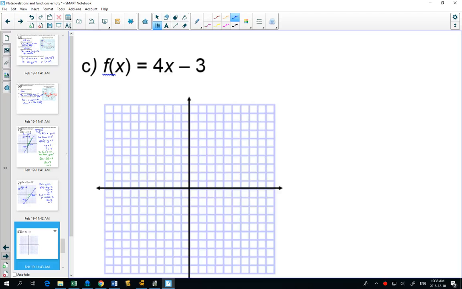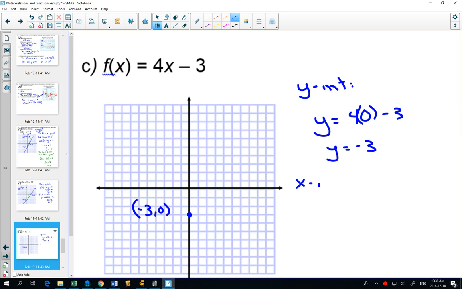Our next example, find our y-intercept, plug in 0 for x, and remember that f of x and y are the same thing. One is in function notation, one is just in, I guess, regular notation. So if you're finding a y-intercept, you can just, if you want, change f of x to y. 4 times 0 minus 3. So your y-intercept is at -3.